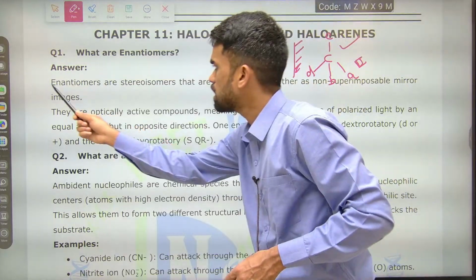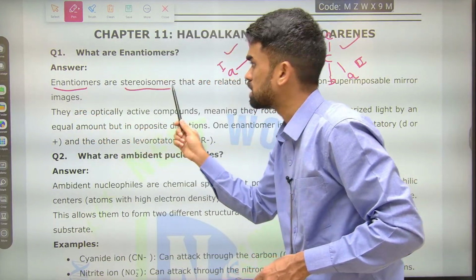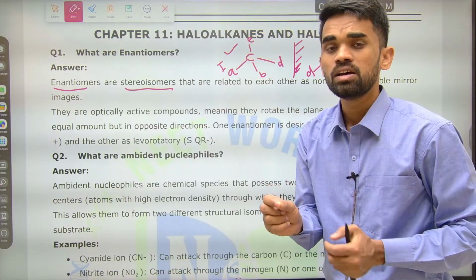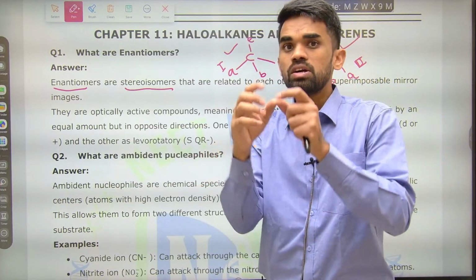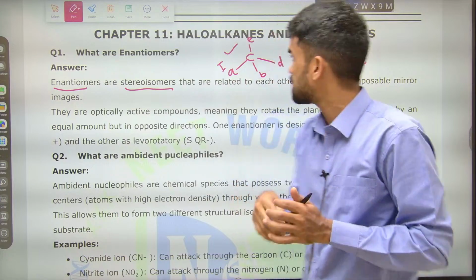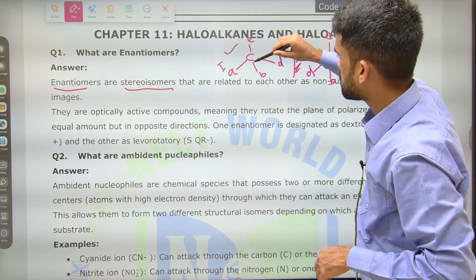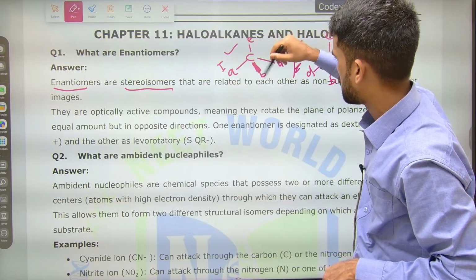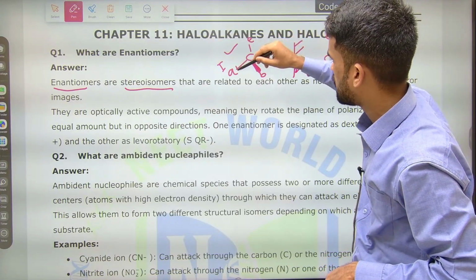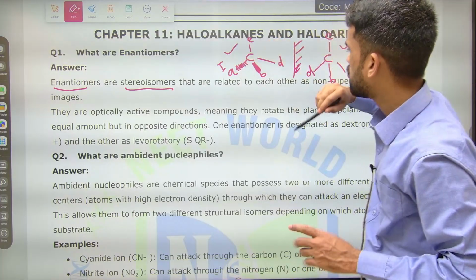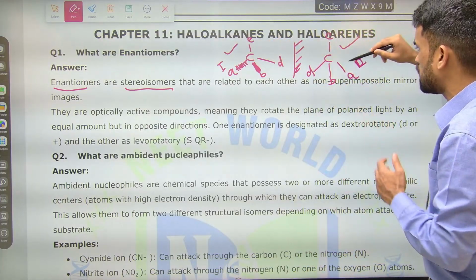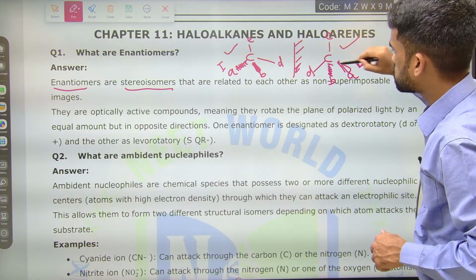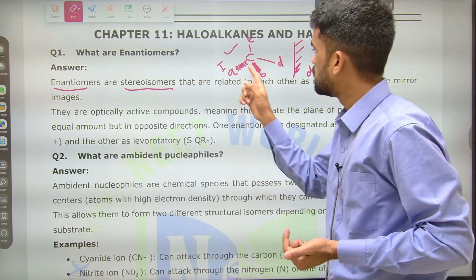Enantiomers are stereoisomers. What do we mean by stereoisomers? Stereoisomers are isomers which differ in their spatial arrangement. For example, let us say B is above the plane of the compound, like an atom or group, and let us say A is below the plane. Now when it comes to its mirror image, A becomes above the plane and B becomes below the plane. So what you got to know is these are stereoisomers.